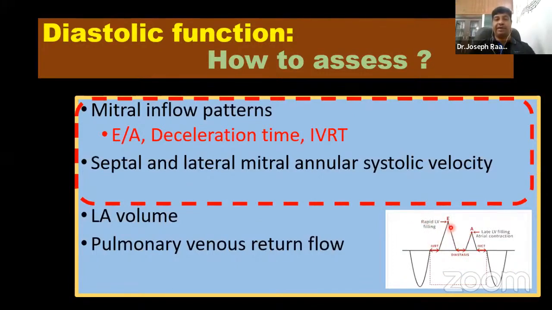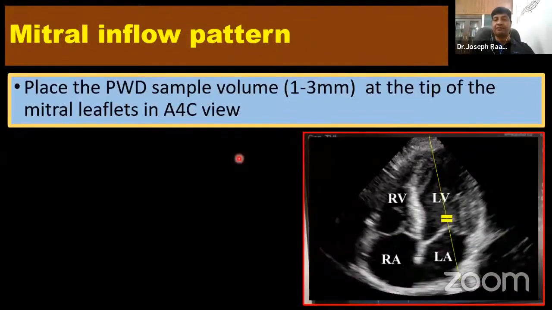Then we have different time intervals, and we analyze that. Then there is what is called the mitral annular systolic velocity. I'll talk about that a little later. Then this E dash, the E and E dash ratio. So based on these parameters, we can assess our diastolic dysfunction.